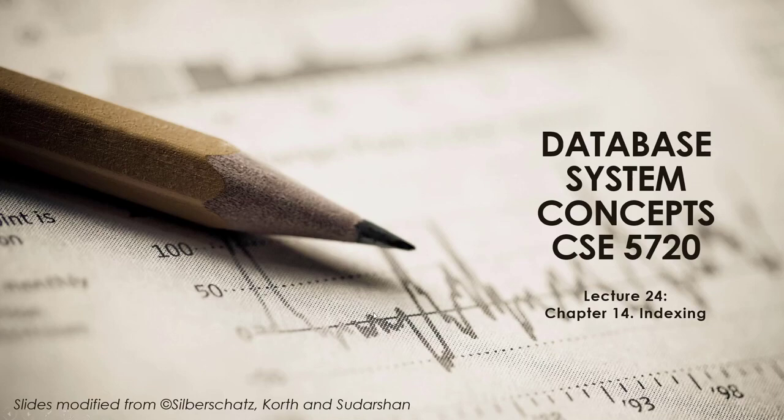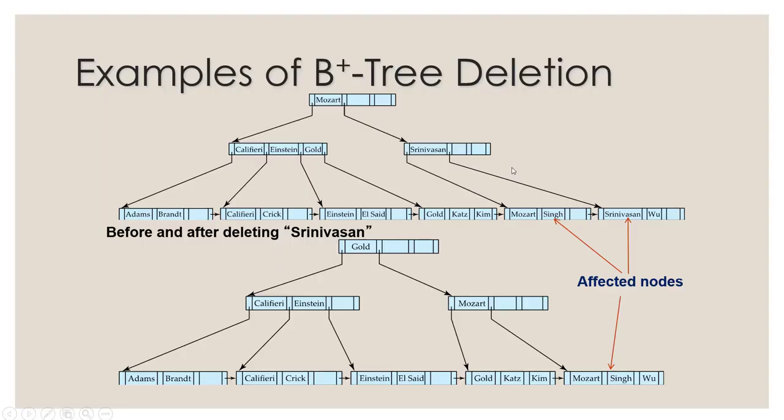Hello, in this video we're going to talk about deletion of B plus tree. So here is an example B plus tree. It has the root node and it has 6 leaf nodes. Okay, so we need to first find out the location of what we're trying to delete. So the first one we're going to delete is Spring Boson.